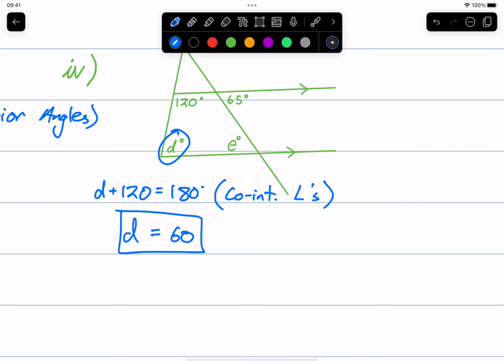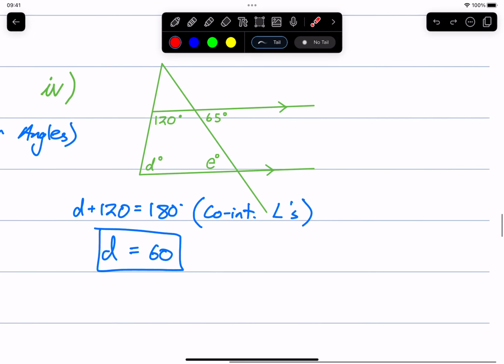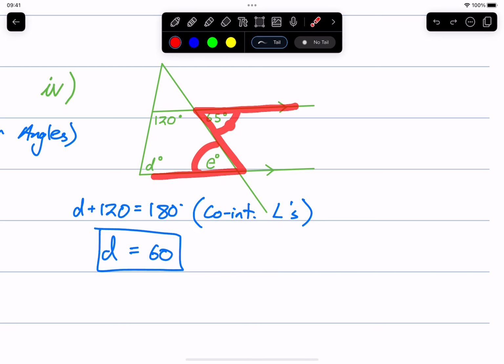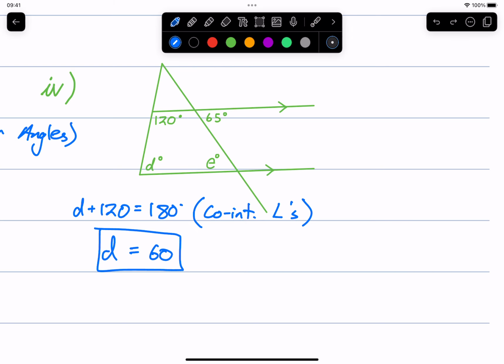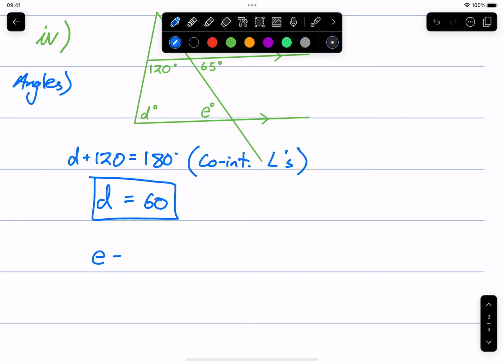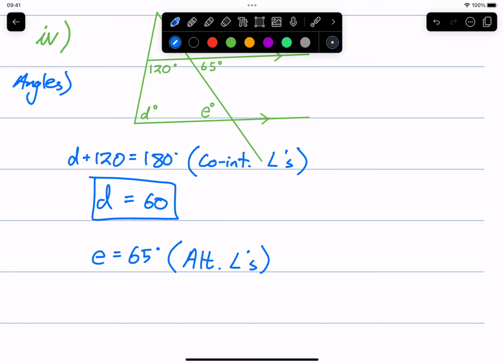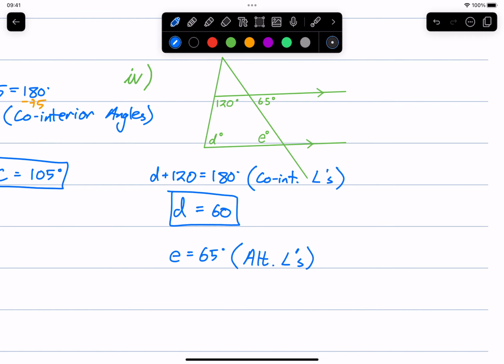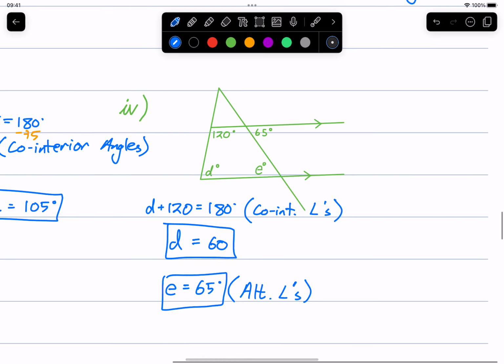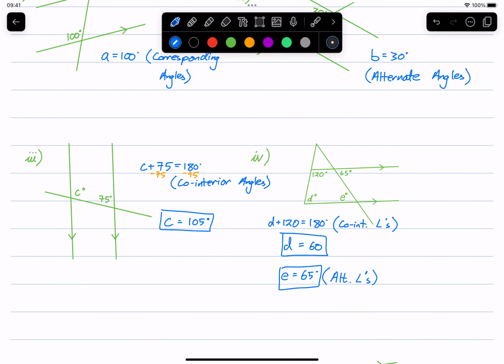So we've done one of them. Now as for E, I hope you can see that there's a Z shape that gets both of these. Well, because of that, we know that E must equal 65 degrees. And the reason for that, and here's the short way of doing it, is alternate angles. And there we have the two values of D and E with geometric reasoning.